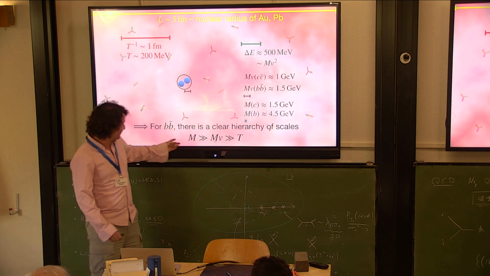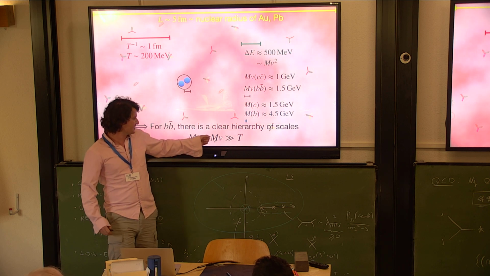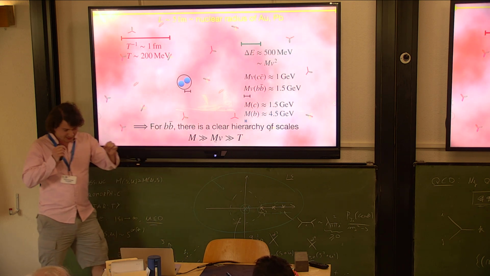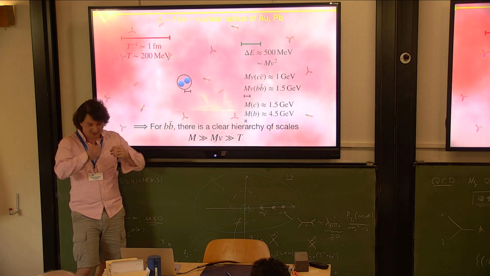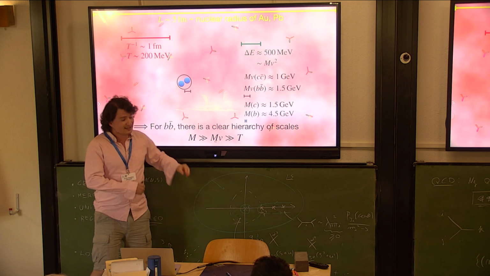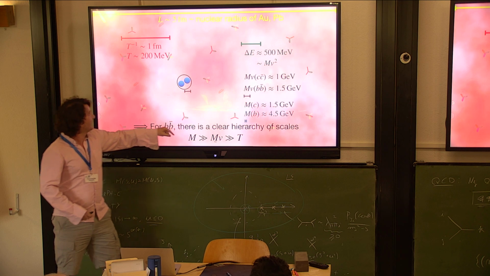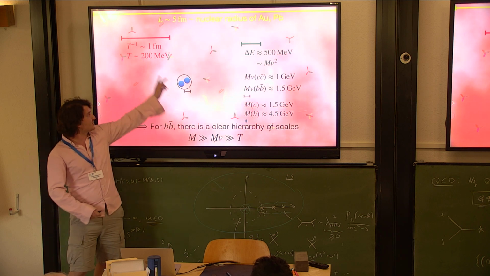The idea is that you have a hierarchy of scales between the mass and the typical size, which you can think of as the inverse momentum of these non-relativistic particles because they're heavy, and the mass scale is larger than the temperature.